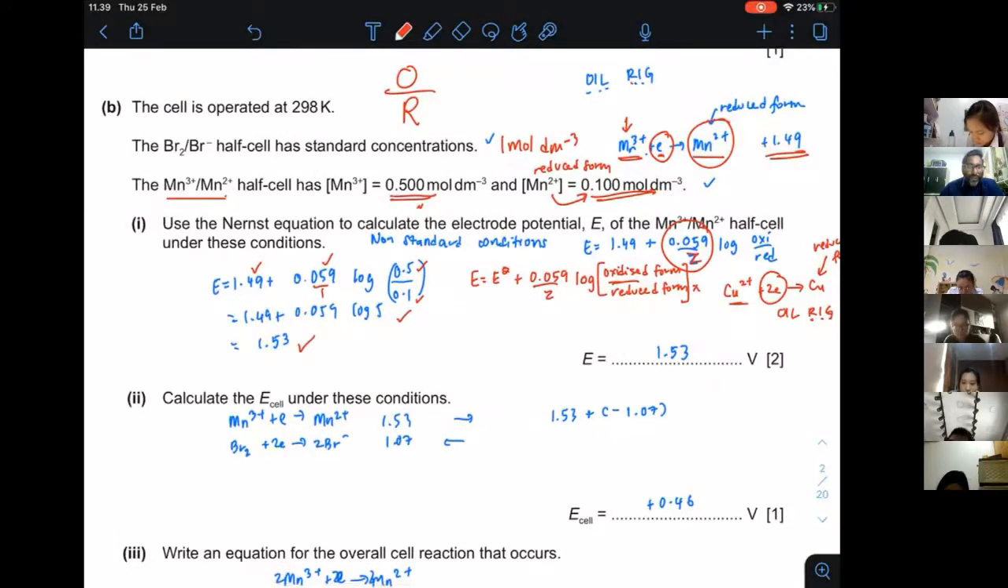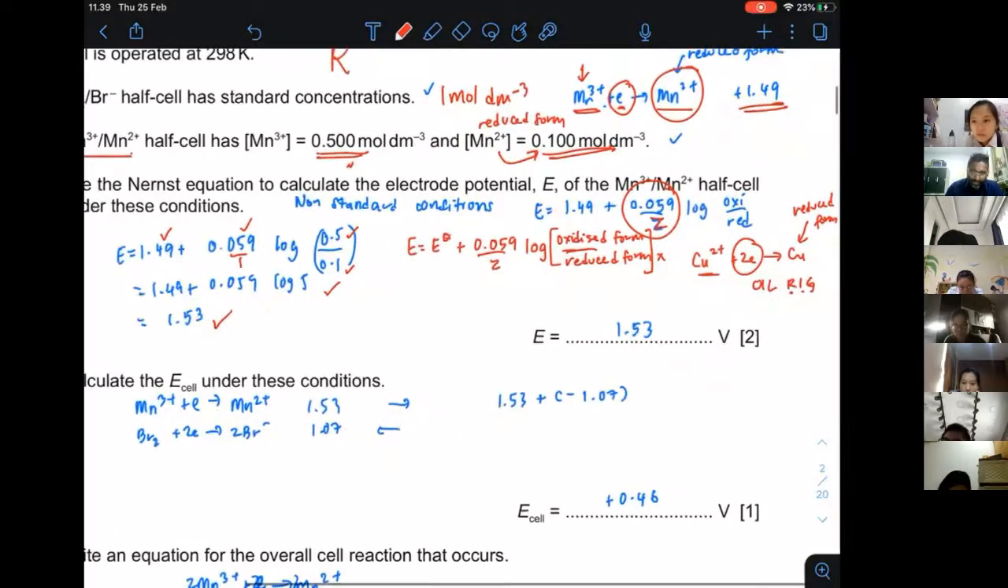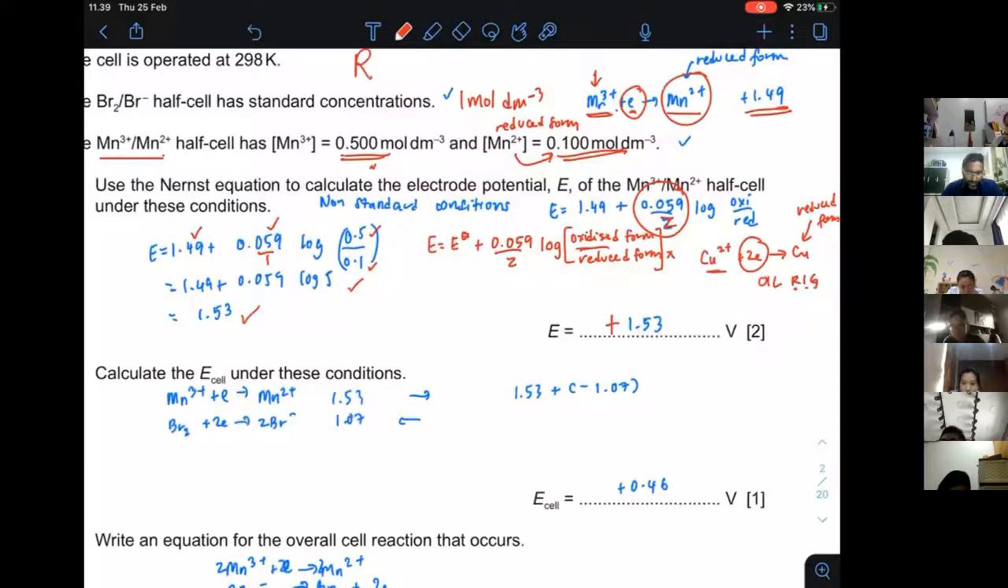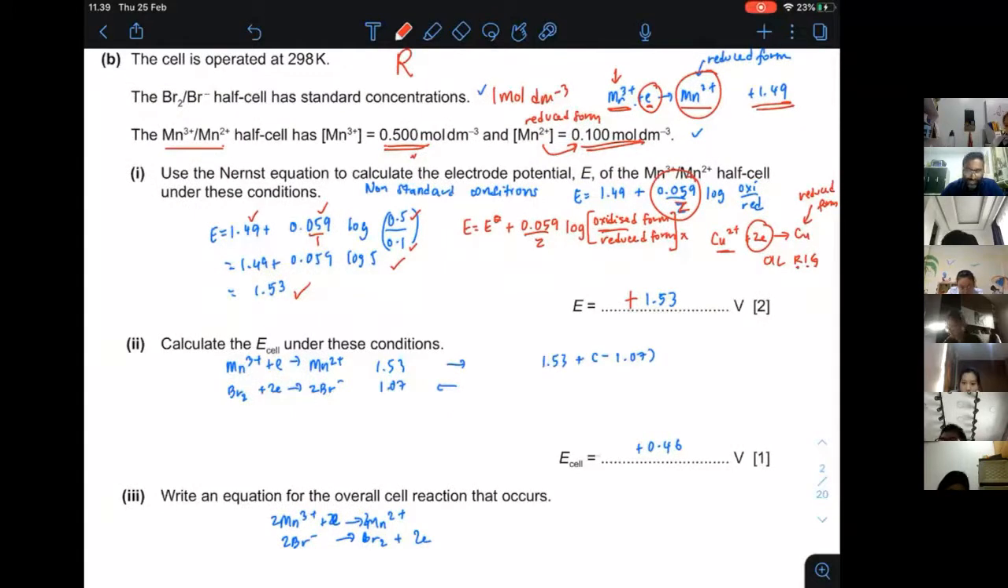When you give your answer, please include the plus: plus 1.53. Now we want to calculate the E cell under these conditions. We will not use 1.49 anymore, because this is a non-standard condition. So we will use whatever we calculated over here, 1.53, and I put that into the equation over here.